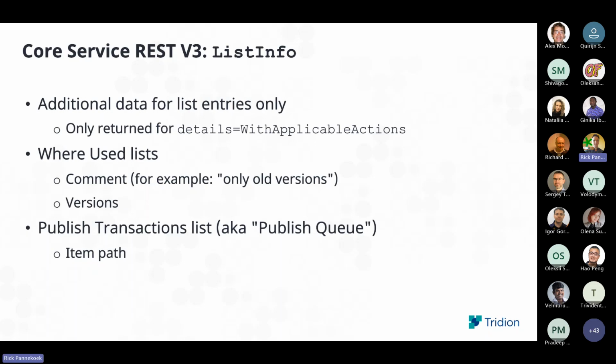So for now, we just accept that that's just what it is. If you want to have this kind of list data, you should not use contentless. You should use with applicable actions. That's a piece of information that with applicable actions can give you more than contentless can. The publish transaction list is another example, where we have an item path, for example, which is not a property of the published transaction itself but a derived property, but still it's useful to have that in your list. So it's available via list info, but not directly on the published transaction.